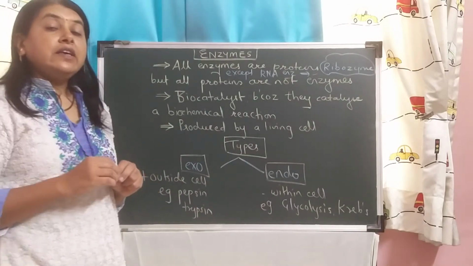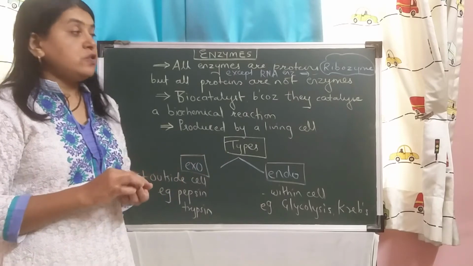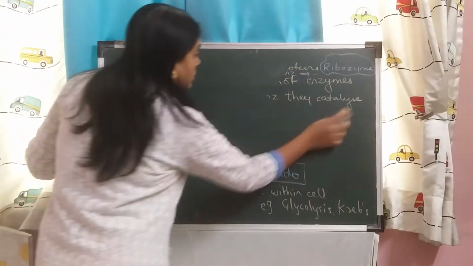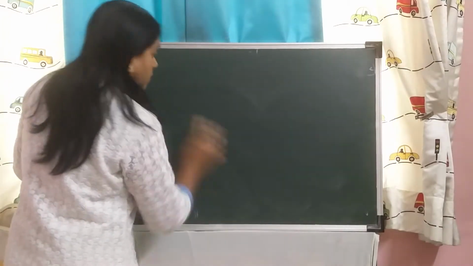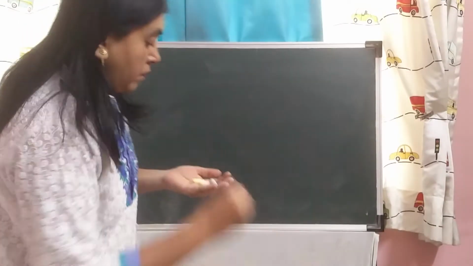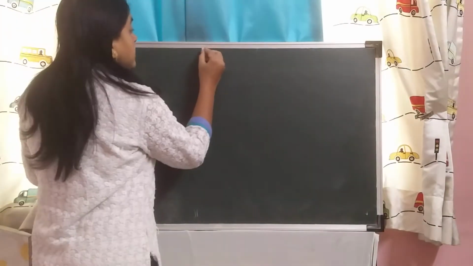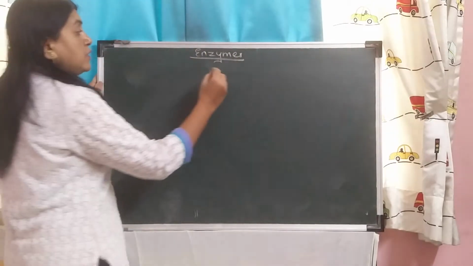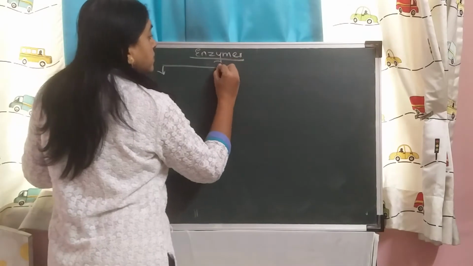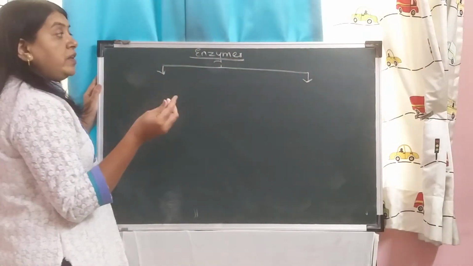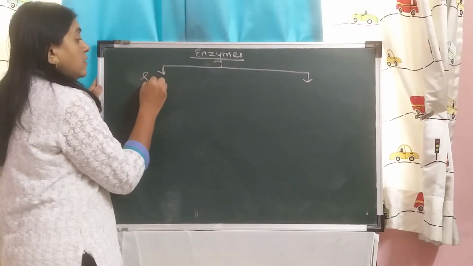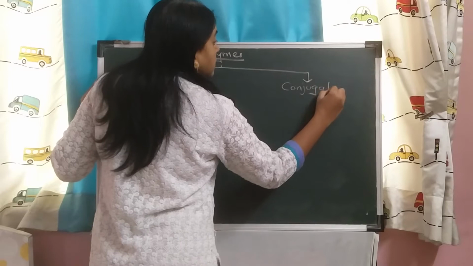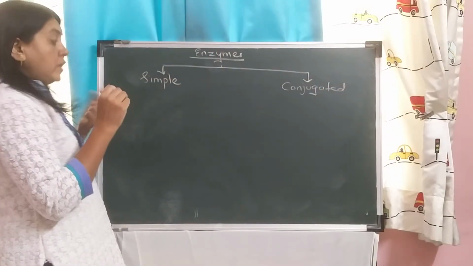Now let us see the classification of enzymes and then we'll see the next part. So directly I'm going to classify the enzymes. Enzymes are classified into two types based upon the presence or absence of some extra group, that is simple enzymes and conjugated enzymes. Now, what are simple enzymes?